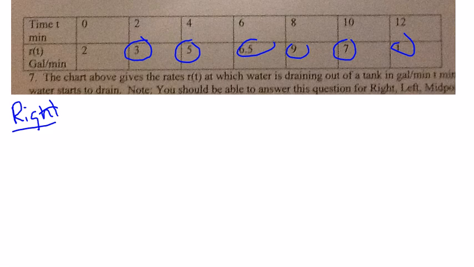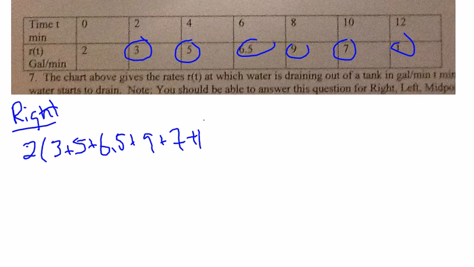Since all the widths are the same, I can just write it out as 2 times (3 plus 5 plus 6.5 plus 9 plus 7 plus 1). And if I type that in my calculator, I get 63 gallons.